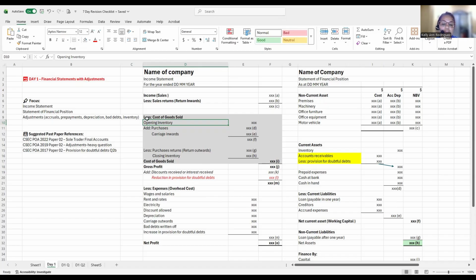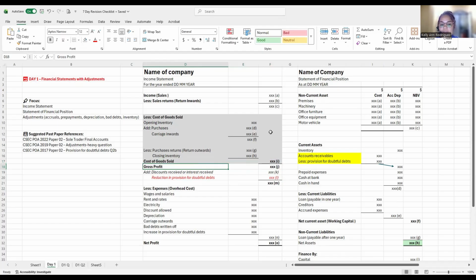So opening inventory, add purchases, add your carriage inwards, less your purchases return, and your closing inventory gives you your cost of goods sold. From your cost of goods sold, you minus it from your sales, which will give you your gross profit. Make sure you highlight these items in your income statement for the examiner to know that you know what you are calculating.